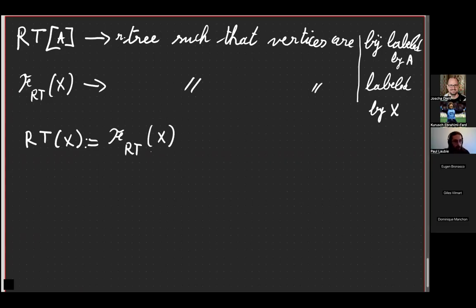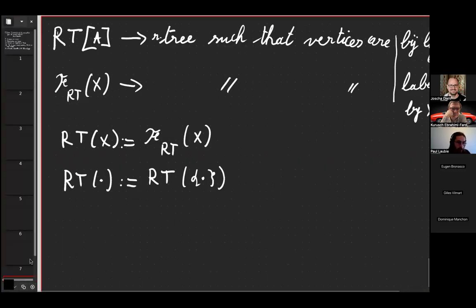And now, hopefully, you understand why I used the notation RT with a dot here, because this is RT of the point. And so RT of the point is saying that I have my rooted trees that are bijectively labeled. And now I say, okay, I don't want them to be bijectively labeled, and I will label all of them by the point. And so if they all have the same label, they don't have any. Okay, perfect.